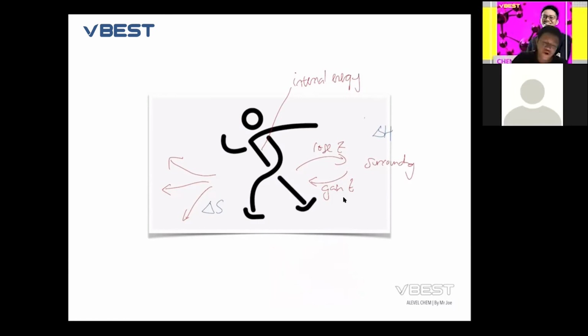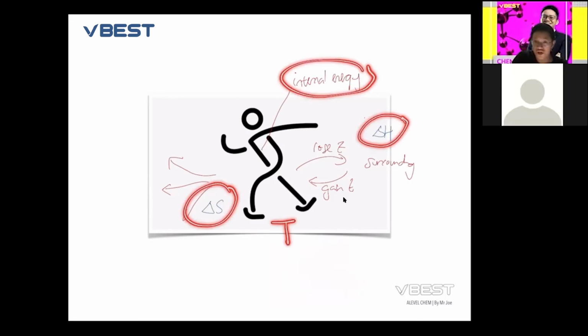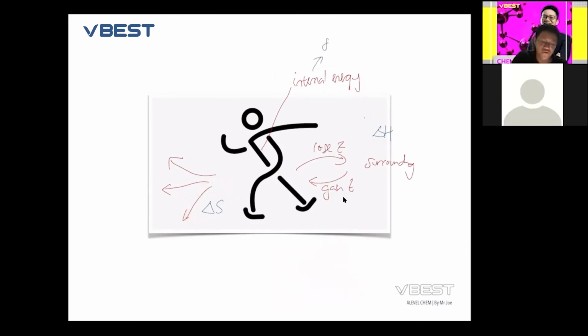Then combine this and this with the temperature you have. So the internal energy will eventually change. The change, eventually, is whatever free energy you have. That's what you learn, we call it free energy. That's why the whole thing is called thermodynamics.